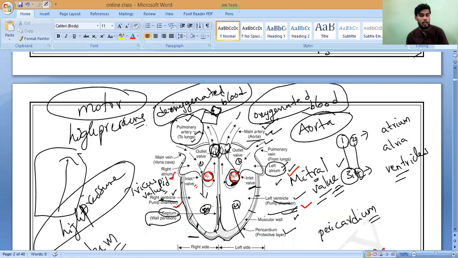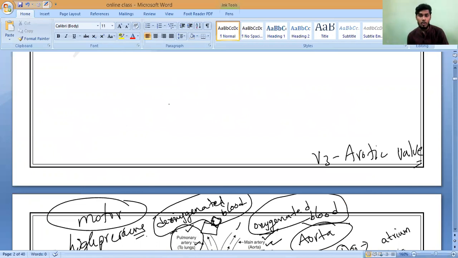Same way, next one. V4 is connected to which artery? Pulmonary artery. So it is the pulmonary valve. V4 is called the pulmonary valve.